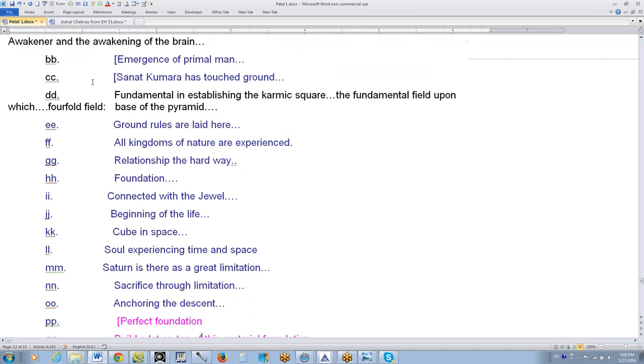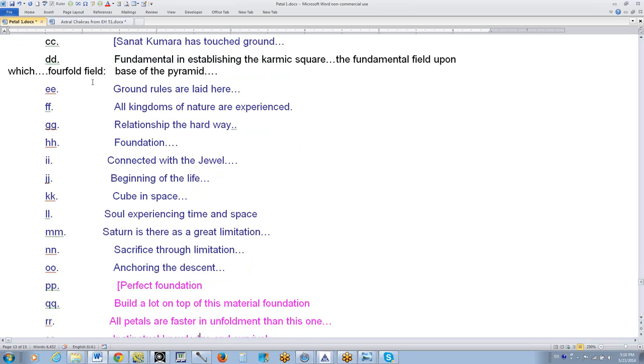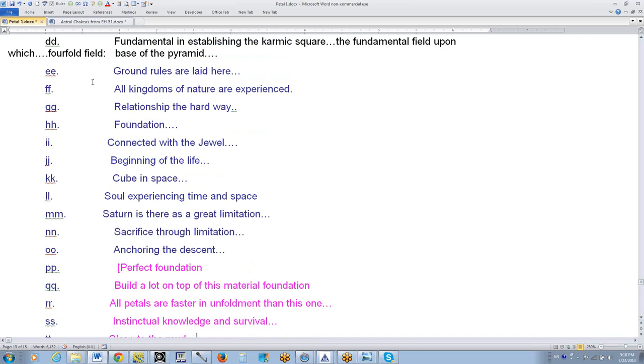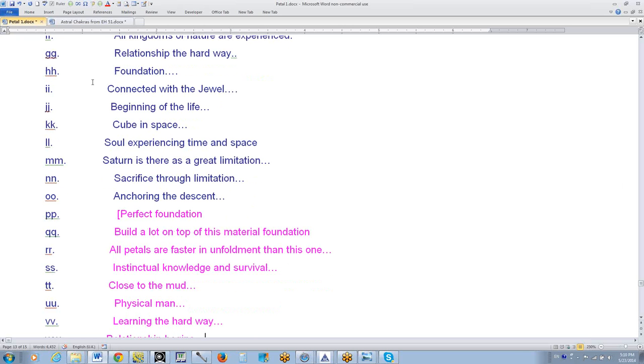Primal man is coming forth. Sanat Kumara's touch ground. And the ground rules are laid here. This is the fourfold field. The field of form. All the kingdoms of nature, the lower ones, are experienced, but not yet the higher ones. The plant, the mineral, the animal kingdom are experienced, and relationship is learned the hard way. Is there a connection with the jewel in the lotus? Well, maybe just in terms of the grounding.